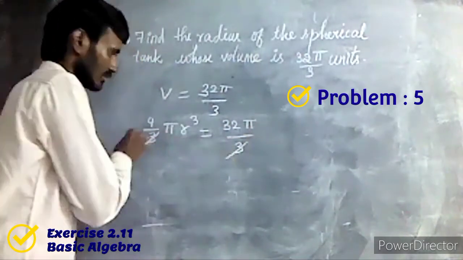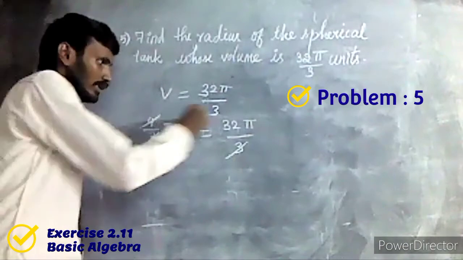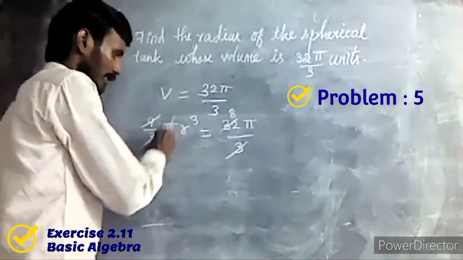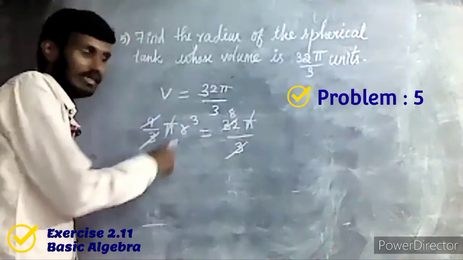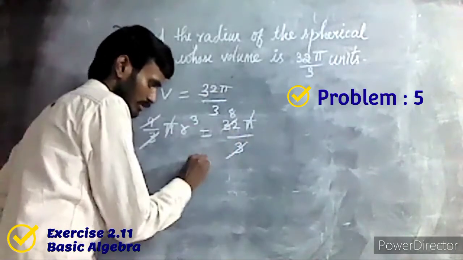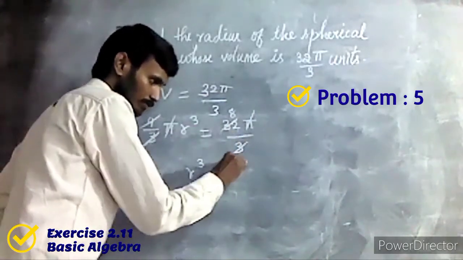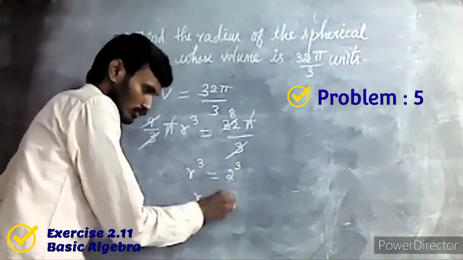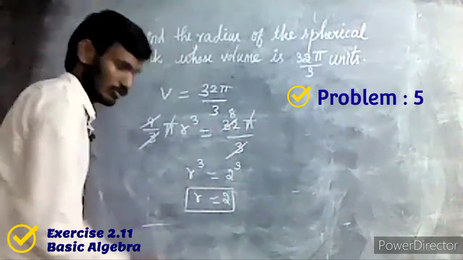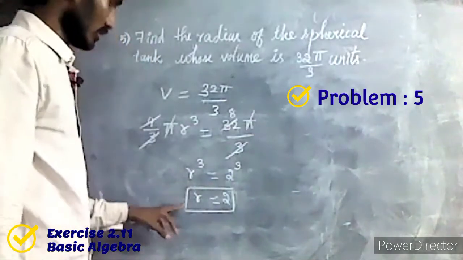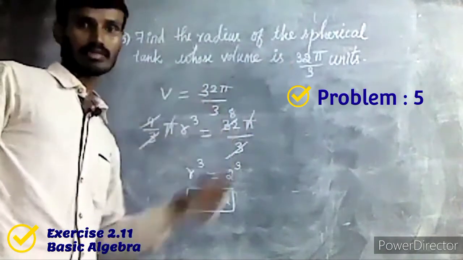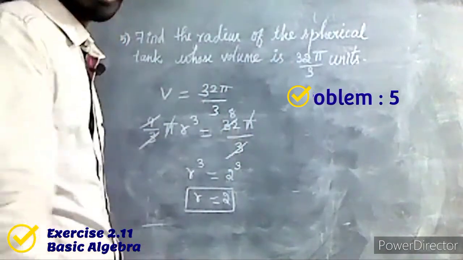So 3 and 3 cancel. Then 4 and 32 will be cancelled, 8 4s are 32. Pi and pi also cancel. Remaining r cube and 8. So r cube is equal to 8, which is 2 power 3. Now the power will be cancelled. So in the place of r we have 2. R value equal to 2. So this is the answer for radius, because we were asked to find the radius of the sphere. Answer is 2. Next problem.